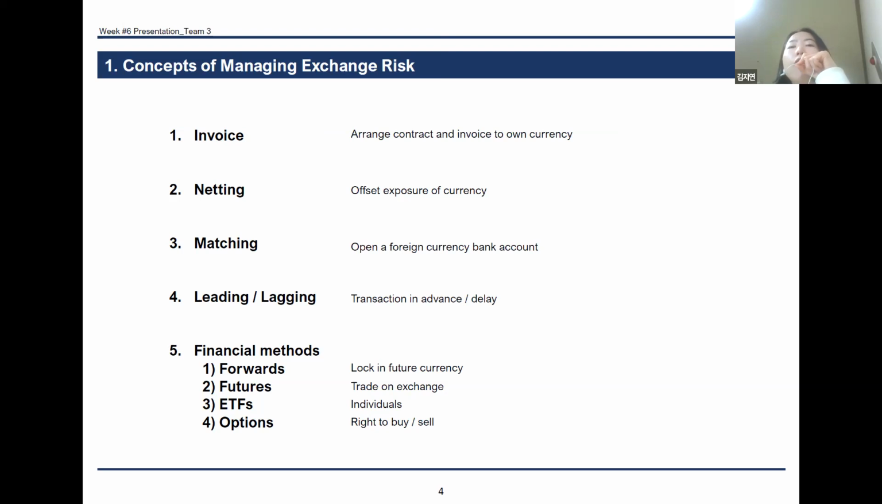Exchange risk cannot be avoided altogether, but it can still be mitigated considerably through the use of managing techniques. And here we're dealing with the case about the forward hedging method.